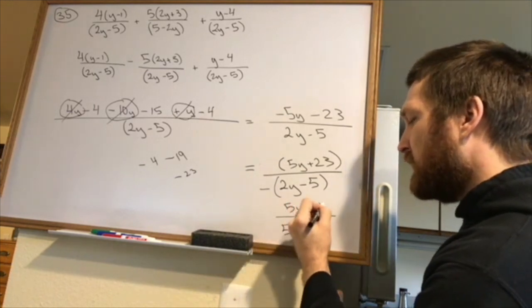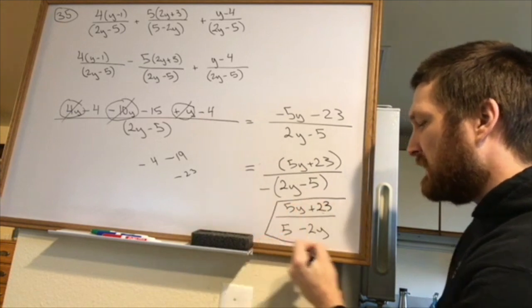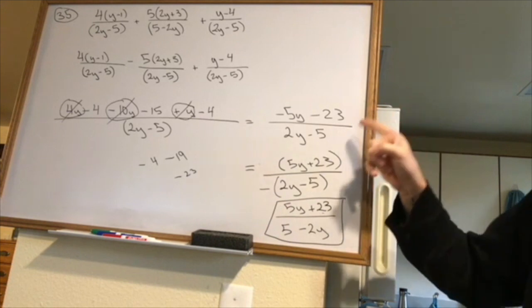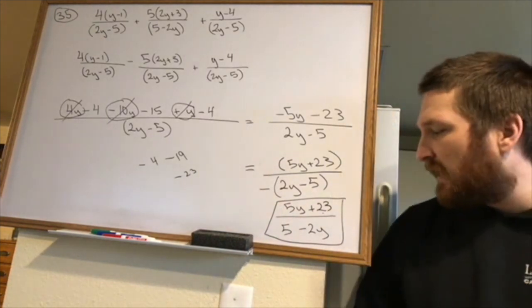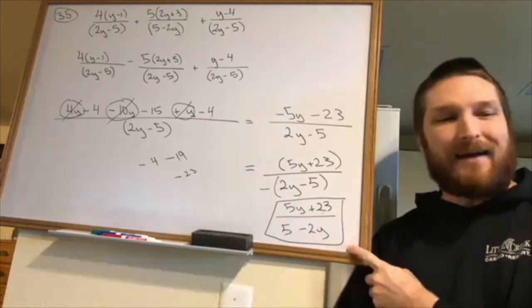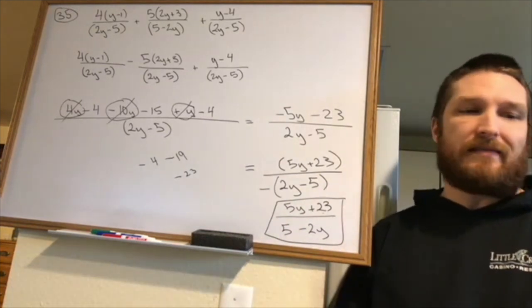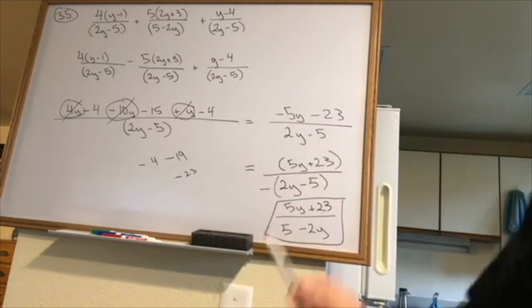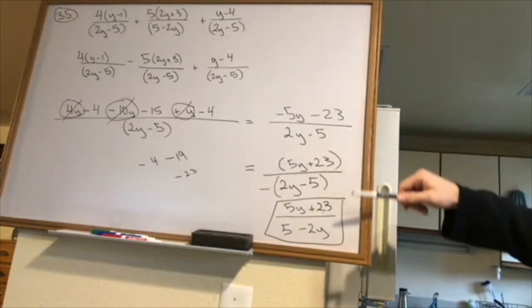5y plus 23. And it's exactly equal. This is exactly equal to that, which is exactly equal to that. And that's all they've done. They just chose to write it this way for whatever reason. But that's it. So any one of these is fine. Any way you want to write that.